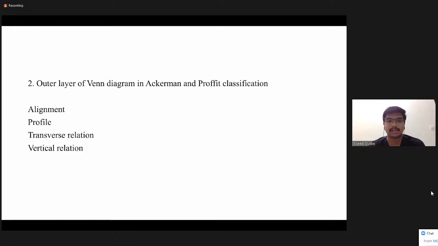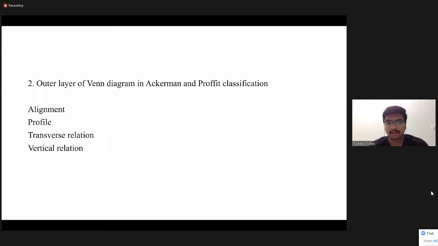The outer layer of the Venn diagram in Ackermann and Proffit classification. The options are alignment, profile, transverse relation, and vertical relation. So these are the two great authors who proposed a classification to overcome the various drawbacks proposed by Angle. Angle was one of the forerunners who proposed a classification which even stands today and is being widely used, and it is very simple to understand and very easy to communicate with fellow dentists and patients.